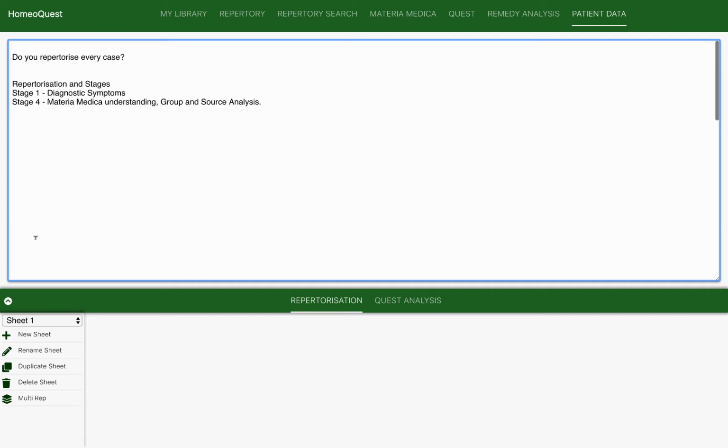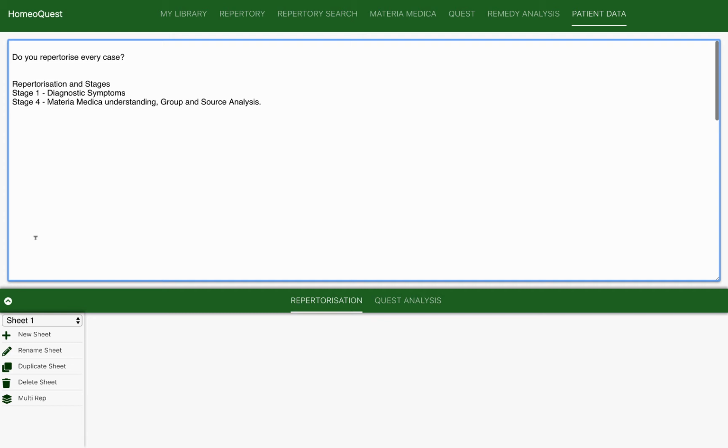This is a very important question because the thing is, you do not repertorize every case. And there is a system here and there is a process. How do you select what cases you repertorize and what you do not? If you're familiar with my stages template, I divide patients into four different categories, right?